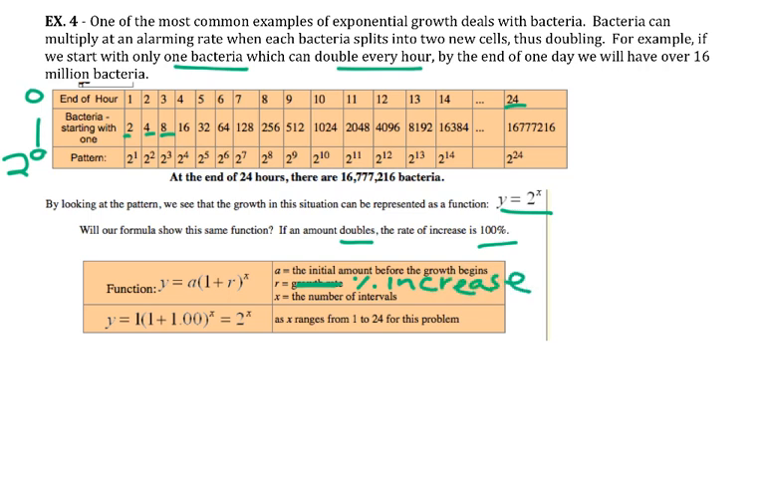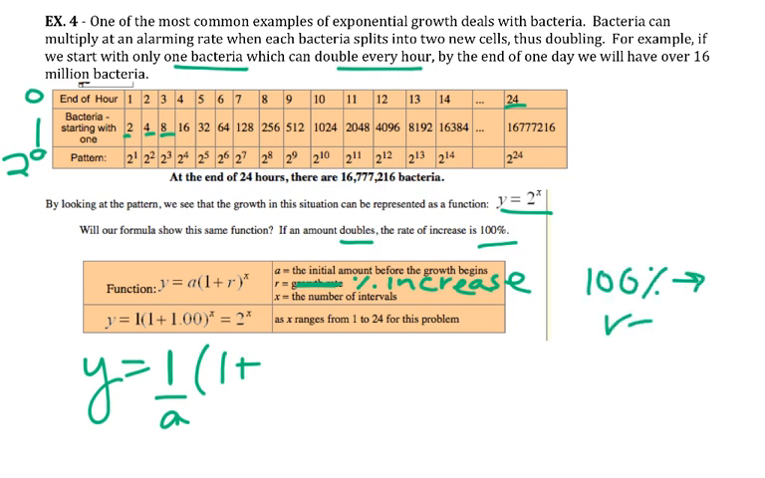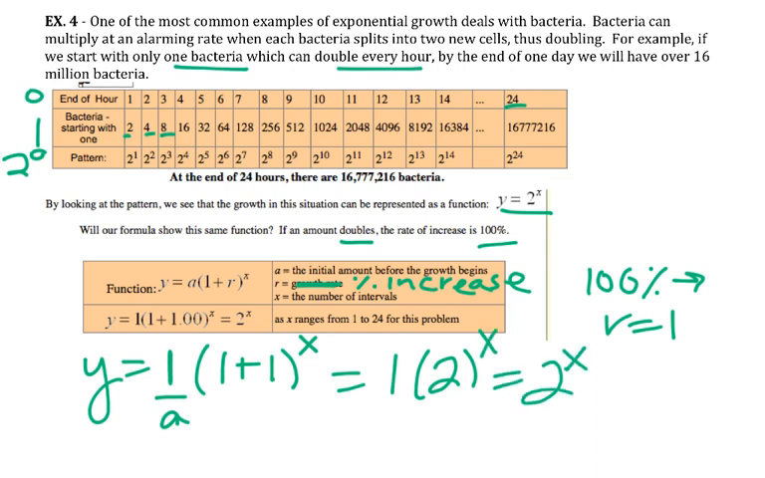So using our model, y equals A times 1 plus R to the x. A is our initial amount. Well, we're starting with 1. That's our A value. We have 1 plus 100%. 100% as a decimal is just 1. So we have 1 plus 1 raised to the x power. And that's our time, the number of hours. That gives us 1 times 2 to the x, or just 2 to the x. So our growth model, or exponential growth, gives us the same as y equals 2 to the x.